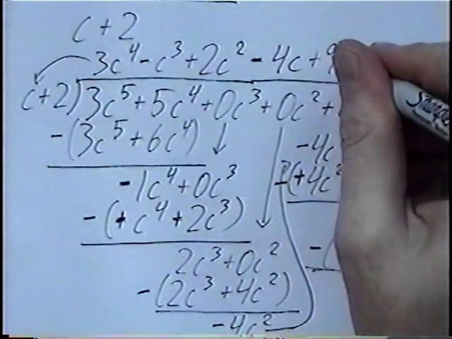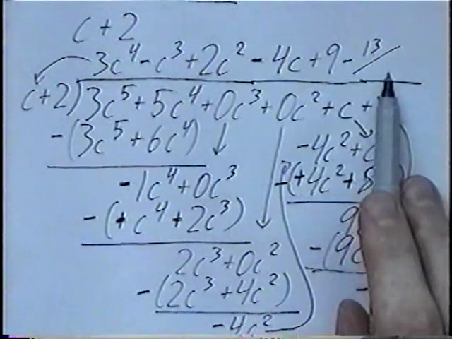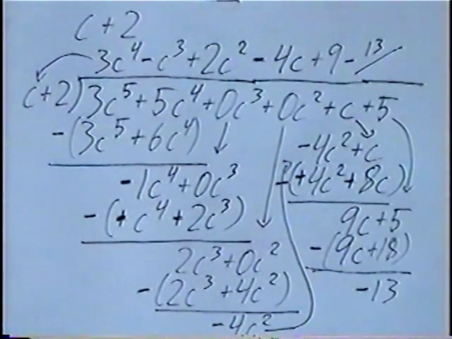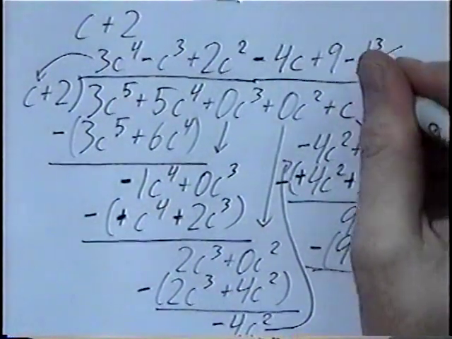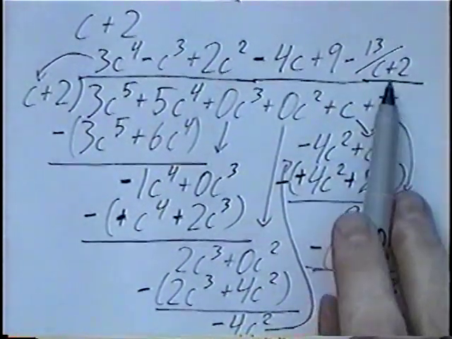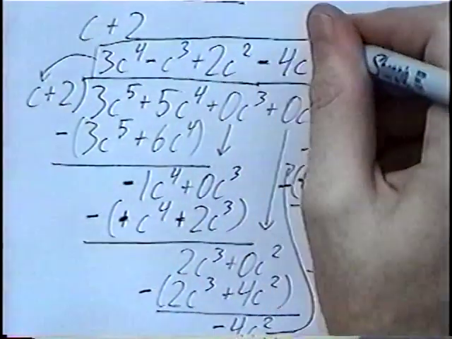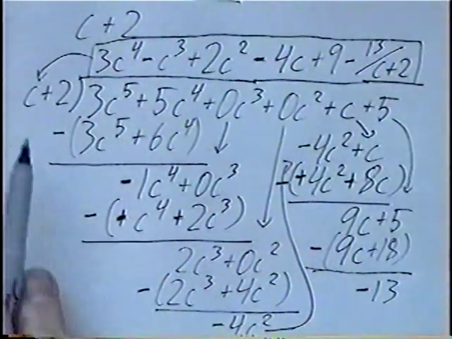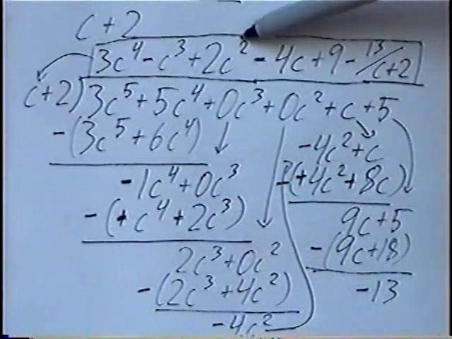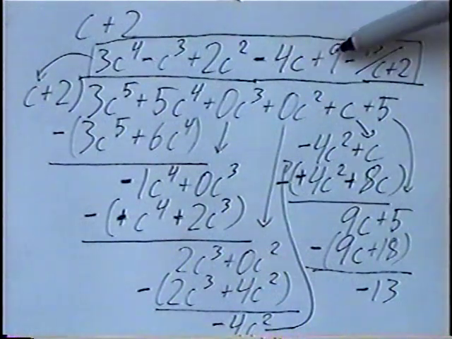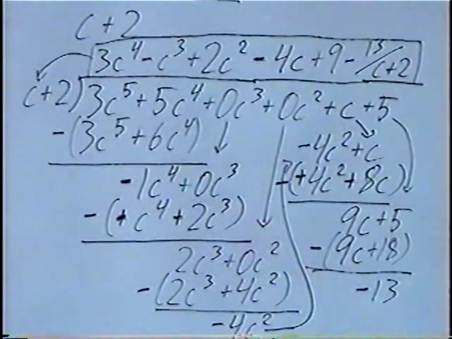The minus 13 will be the numerator. And the denominator, if you remember for fractions, for long division, whatever we're dividing by, c plus 2, will be the denominator of our remainder fraction. So our final answer is everything on top of the division symbol: 3c to the fourth minus c cubed plus 2c squared minus 4c plus 9 minus the fraction 13 over c plus 2.